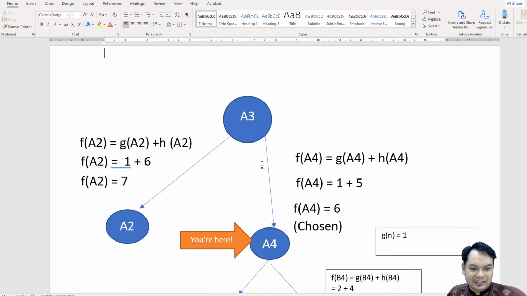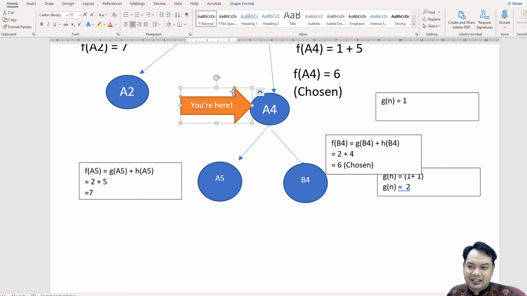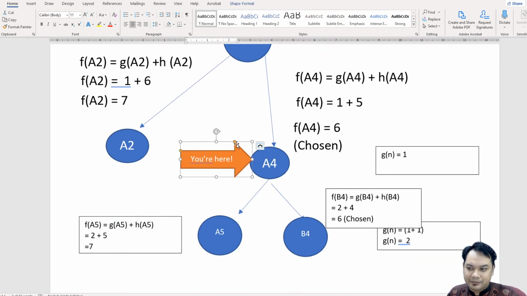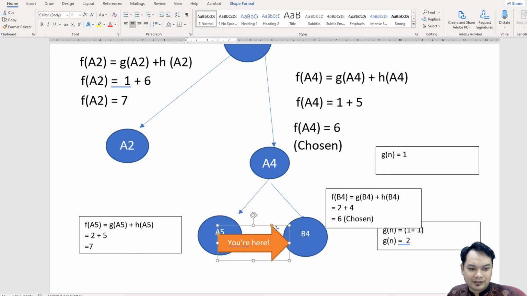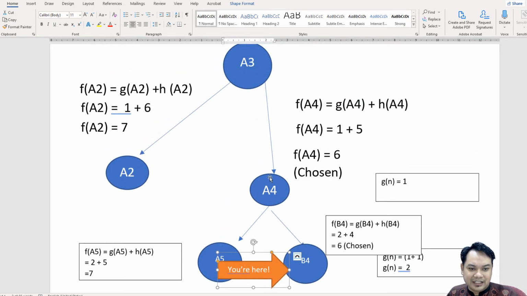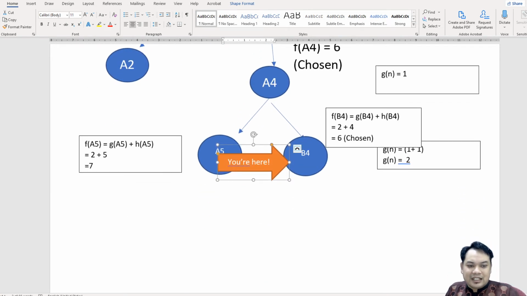So, sekarang ni kita semut tu ataupun the end has already decided to go to B4 because B4, the algorithm said B4 is shorter. So, we are moving to B4. So, sebab dia chosen lah. So, and to travel from A3 to A4 to B4. Alright. Now, from B4, dia boleh travel ke mana pula?